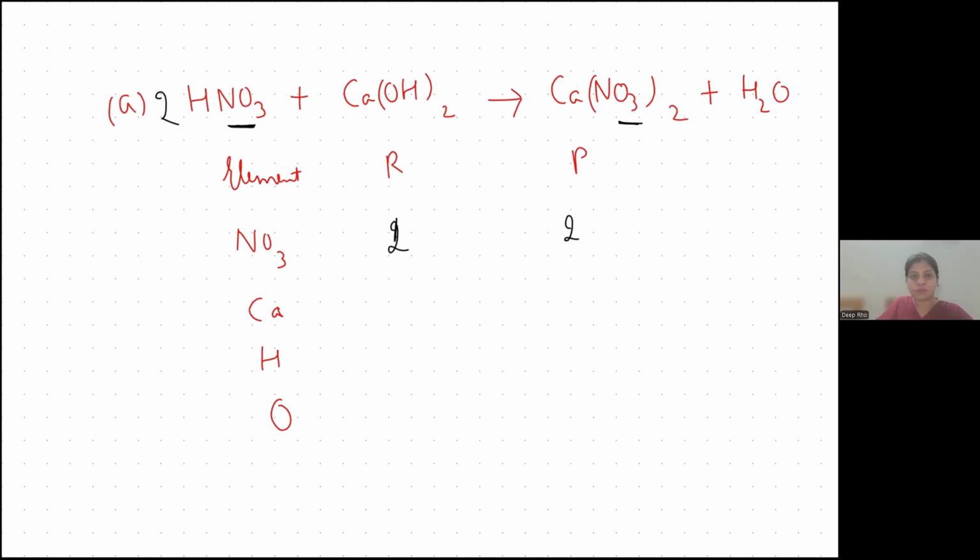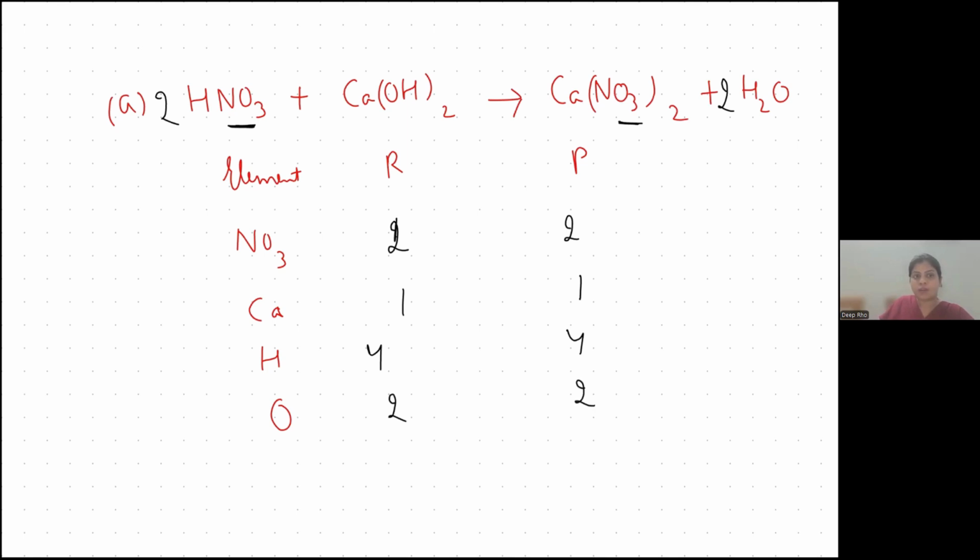Now for calcium, 1 on the reactant side, 1 on the product side. And hydrogen, here 2 and 2, 4 hydrogen in the reactant side, 4 in the product side. Yes or no? Yes, now 4 in the product side. Let's balance oxygen. So only this oxygen, the polyatomic ion we have already balanced. So let's put 2 for oxygen. This is a balanced chemical equation.